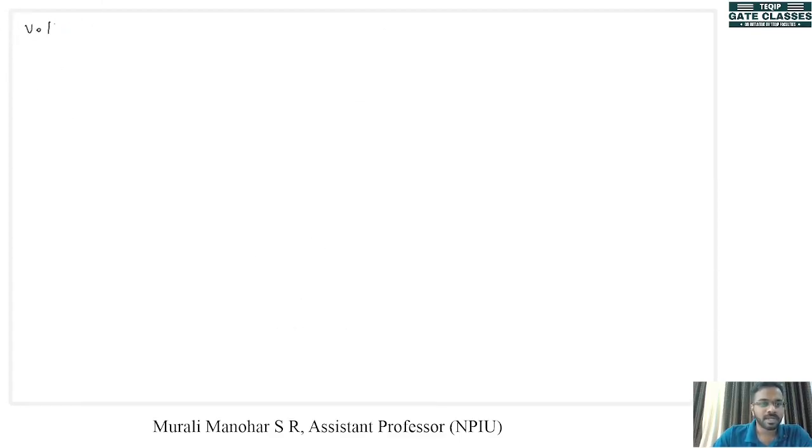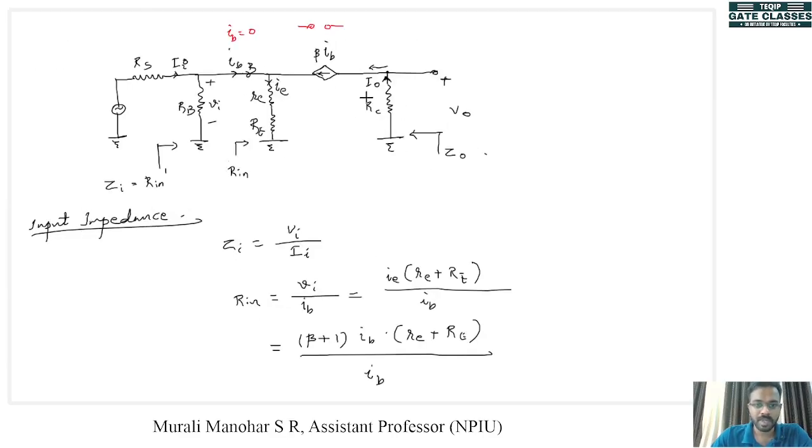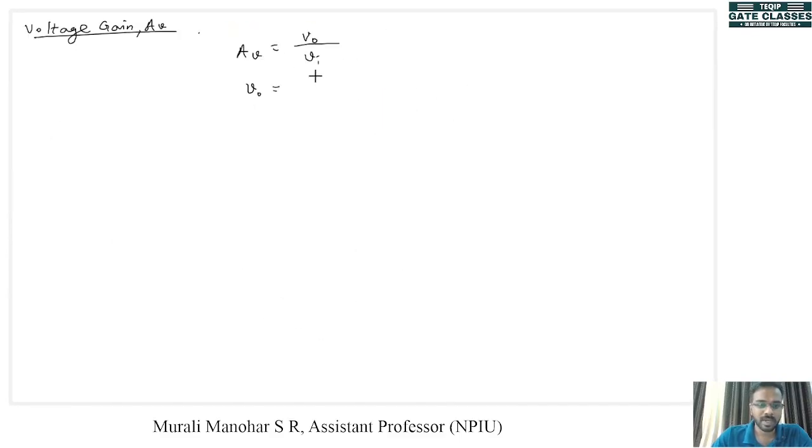Now we can find out the voltage gain, Av. We know that Av is given by Vout divided by Vin. Now look at the output. Io flows here through Rc and the direction of Vout is like this. So what will be Vout in terms of these two? Vout will be minus Io into Rc.